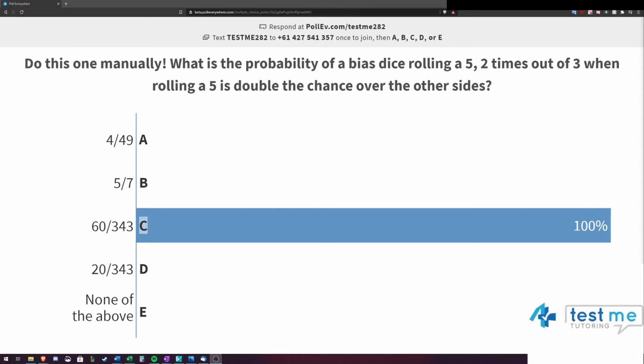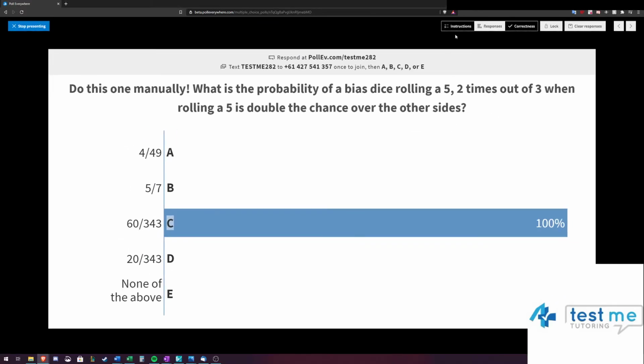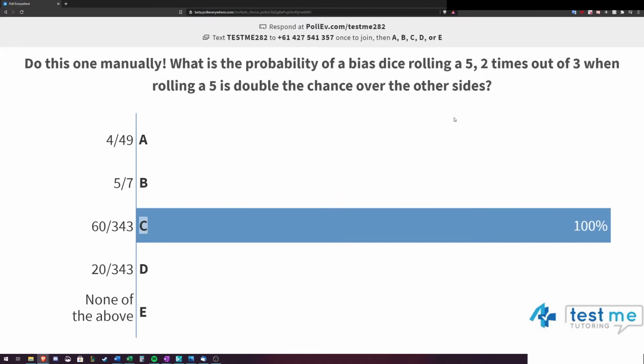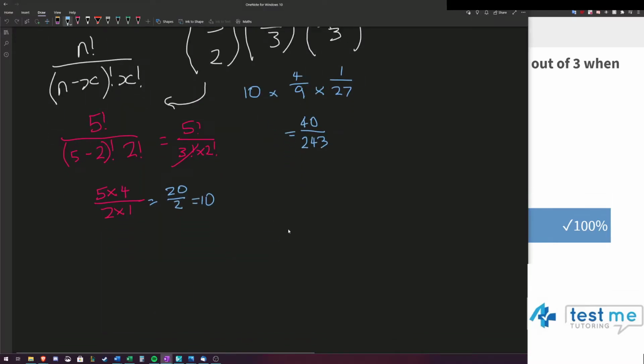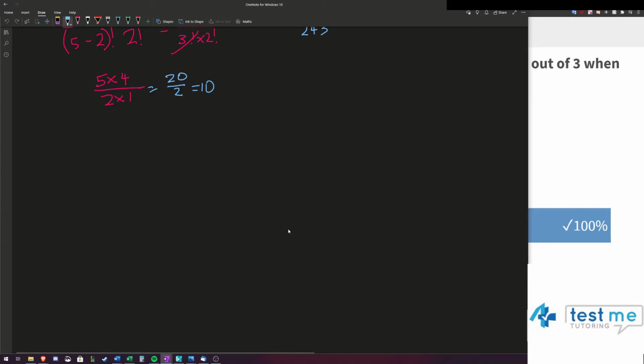Oh, I forgot to hide the responses, sorry, but it's all good. Let's have a look. Spot on. Alright, for anyone watching this at a later date, we've got to understand that a 5 being double the chance. I'll bring up OneNote so I can talk to this. The way we work out these ones is we've got to understand there's 6 possibilities: 1, 2, 3, 4, 5, and 6 on a dice.